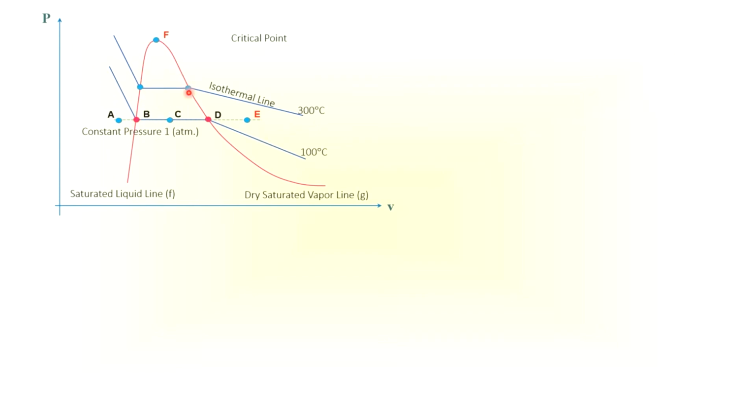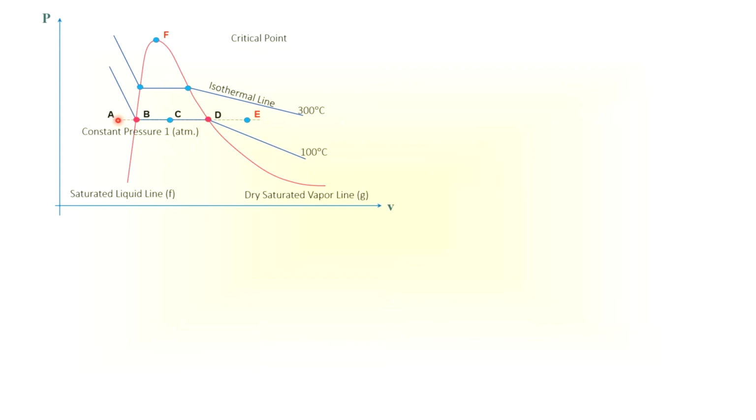This red dome here is called the saturation dome. This point B is where you have your saturated liquid, and this point D is where you have your saturated vapor. That means at this point X, the dryness fraction, is 0, and at this point here the dryness fraction is 1.